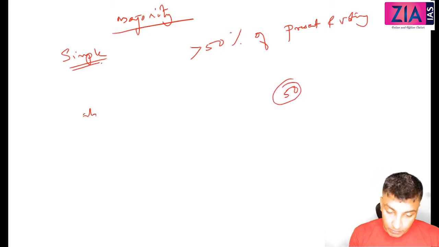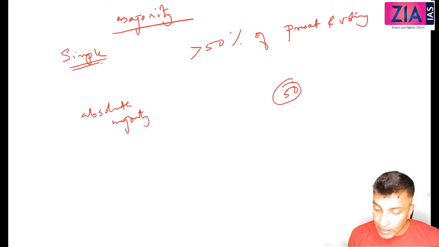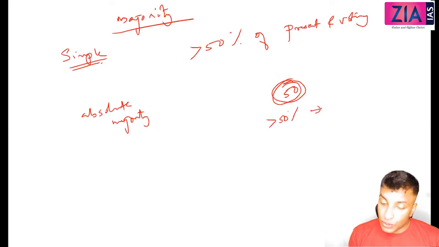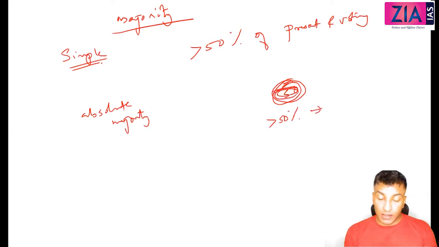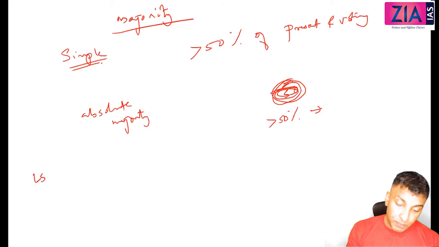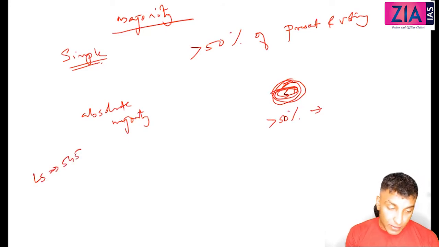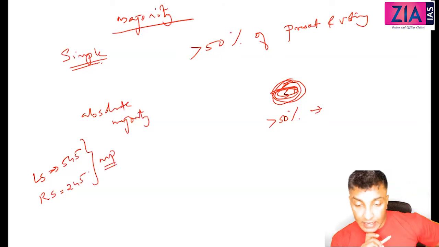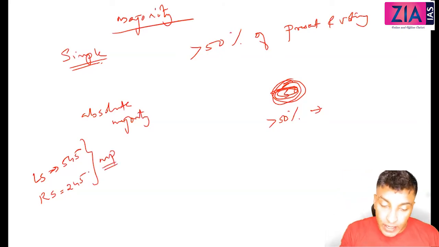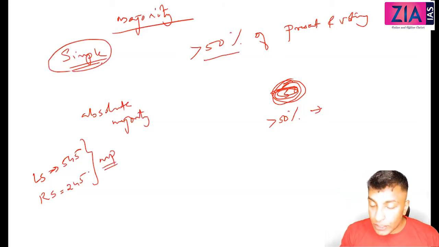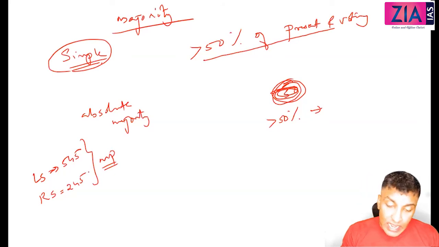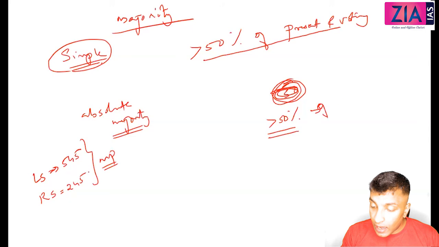Then absolute majority. Absolute majority means, let's say there are 50 students in the class, more than 50% of the number of students in the class. For example, in the parliament, how many are there in Lok Sabha? Lok Sabha, 545. Rajya Sabha, 245. This many members of parliament are there. When I say simple majority, it is more than 50% of present and voting. Absolute majority is more than 50% of the house.